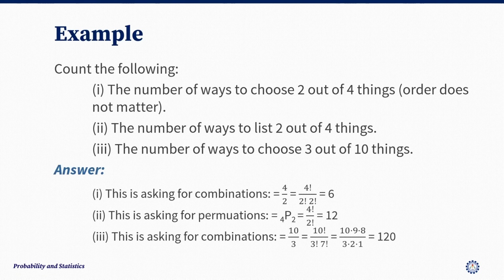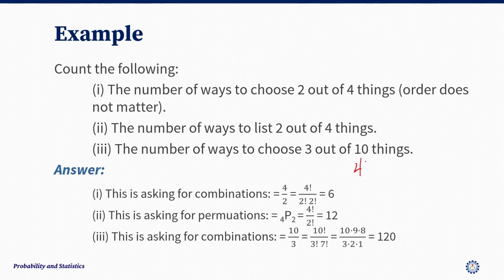So let me give you an example. We'll count the following. For number 1, the number of ways to choose 2 out of 4 things, where order does not matter. The answer is that it is asking for combination, which is equal to 4 choose 2, which is equal to 4 factorial divided by 2 factorial multiplied by 2 factorial, which is equal to 6. How come that it resulted in 6? So let me write something here.